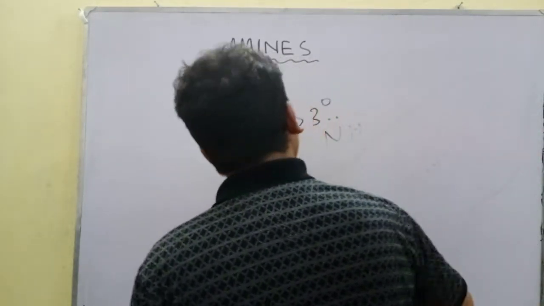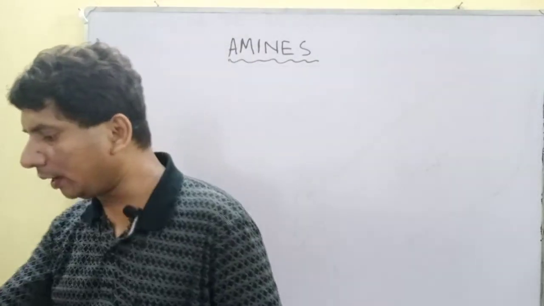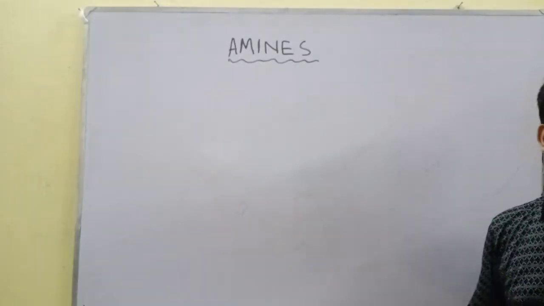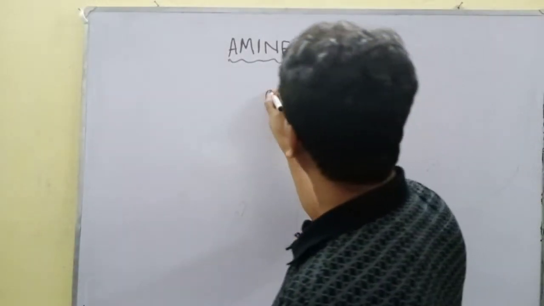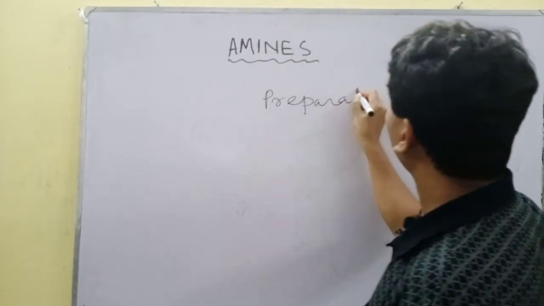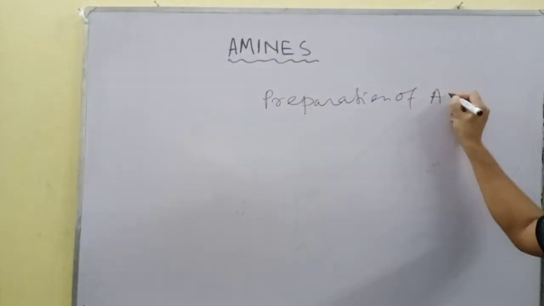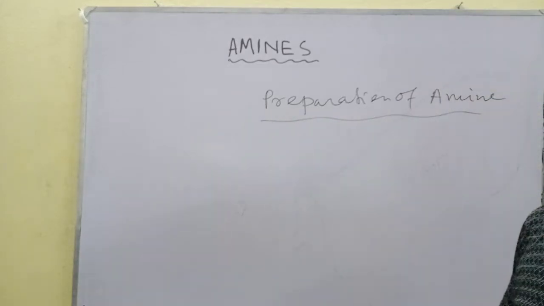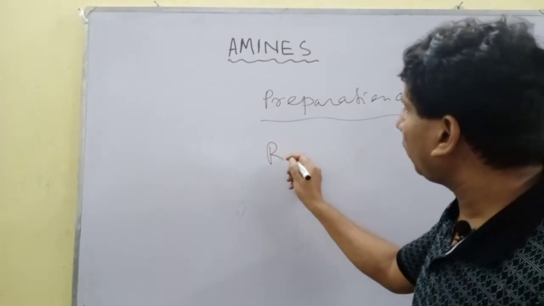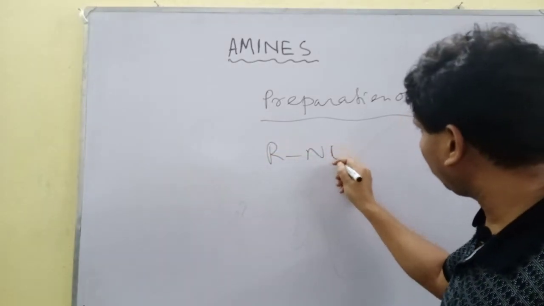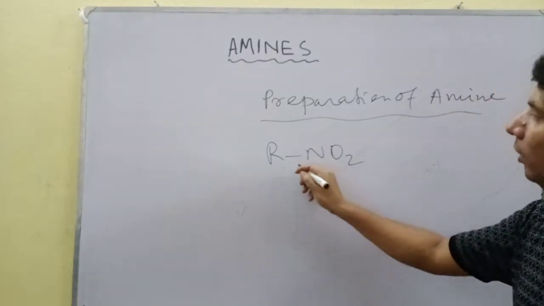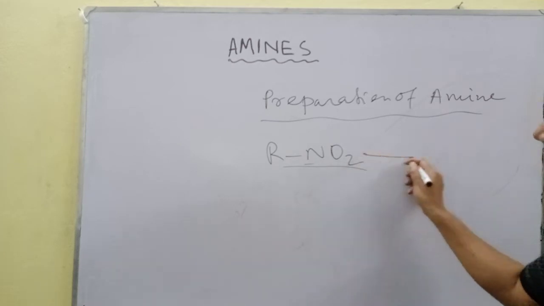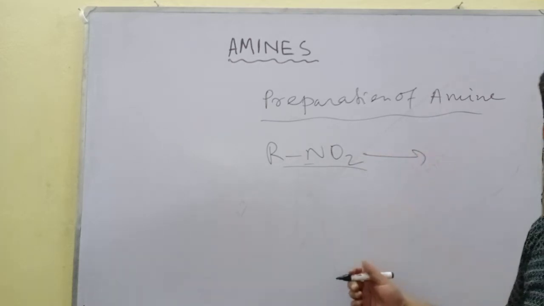Now, how can we prepare amines? The preparation of amines. From RNO2, that means the nitro group, from nitro compounds, we can prepare amines by reduction.